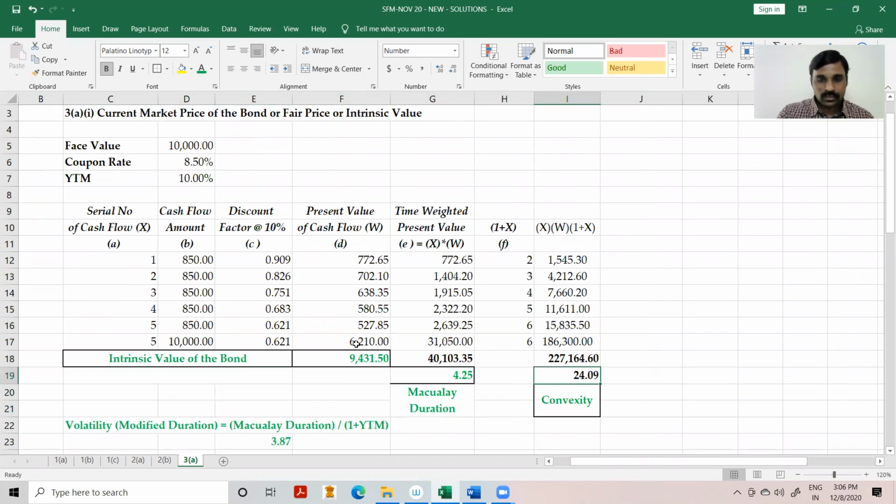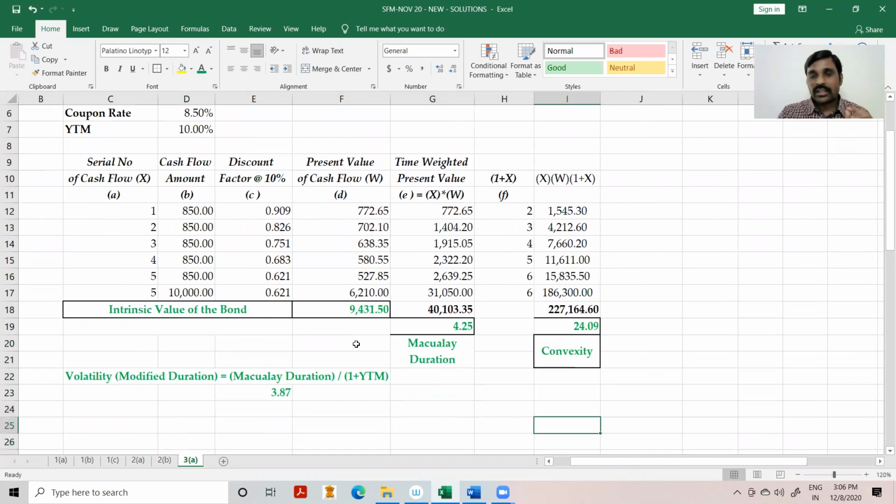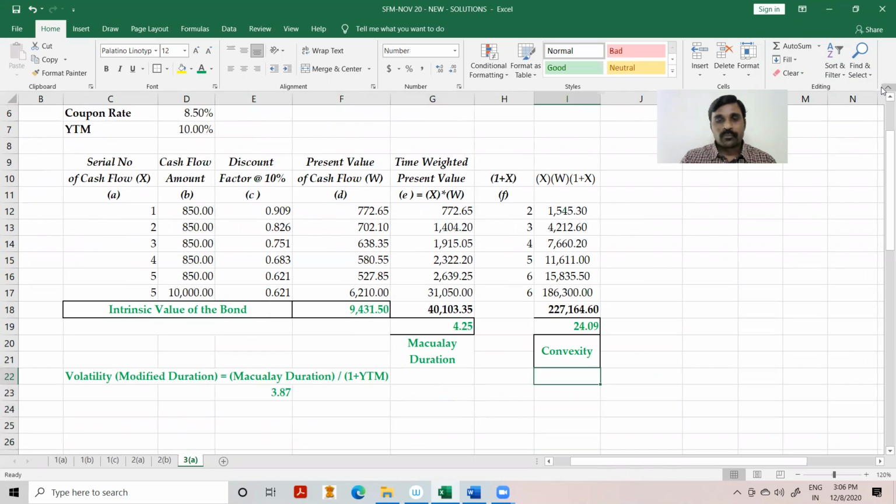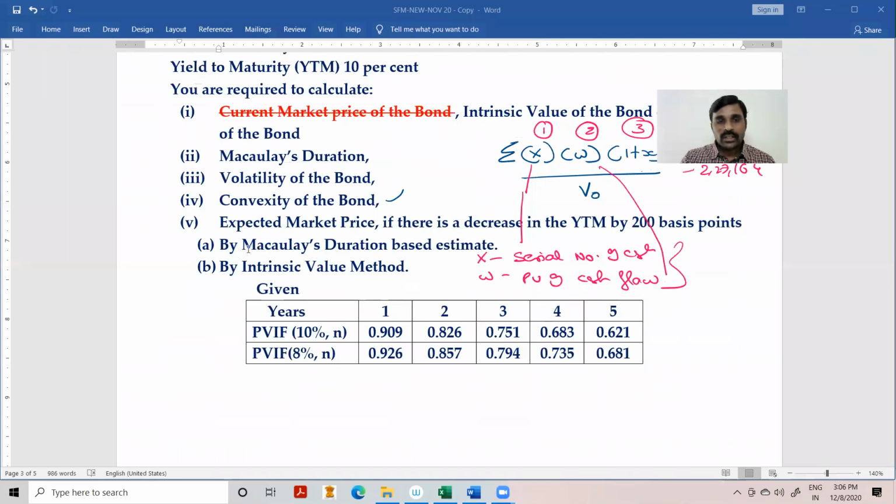Present value is completed. Macaulay duration is also completed. Volatility is completed, and convexity is also completed. Now look at this point. Modified duration, Macaulay duration based estimate: expected market price if there is a decrease in the yield to maturity by 200 basis points.